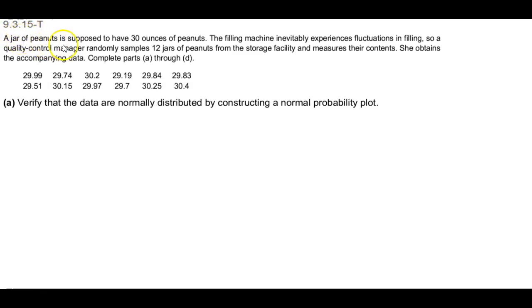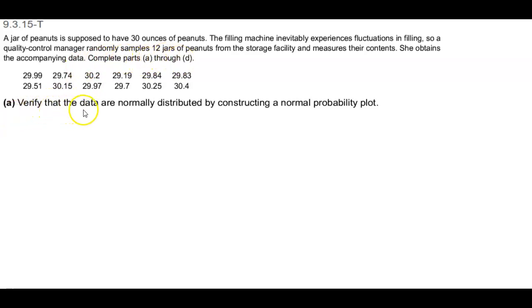9.3.15-T. A jar of peanuts is supposed to have 30 ounces of peanuts. The filling machine inevitably experiences fluctuations in filling, so a quality control manager randomly samples 12 jars of peanuts from the storage facility and measures their contents. She obtains the accompanying data. We're going to complete parts A through D.